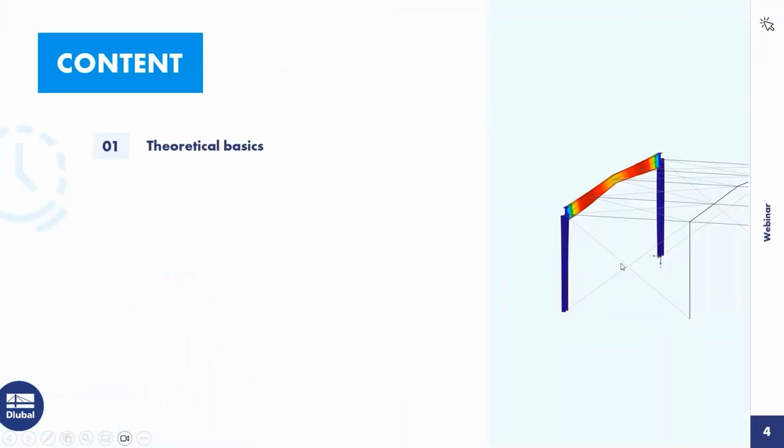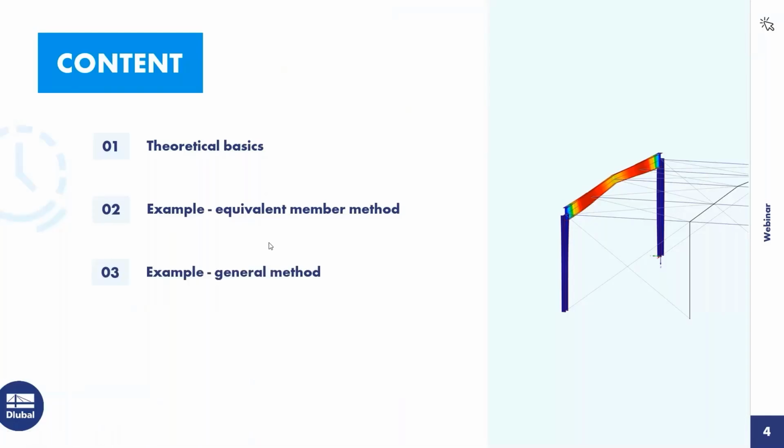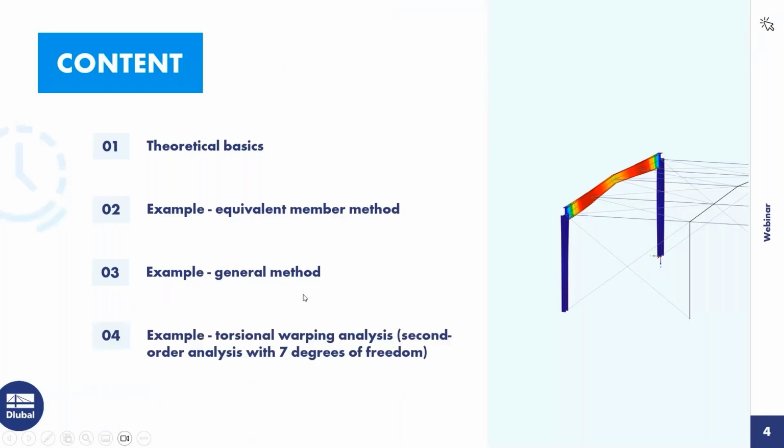To the agenda today, the first point is theoretical basics. Now, it's only a small chapter in this webinar. It should be more a practical webinar. I've got only 3 slides. Then I start with the first example, where I use the equivalent member method, then the general method, and in the third example, the torsional warping analysis, the second order analysis with 7 degrees of freedom.